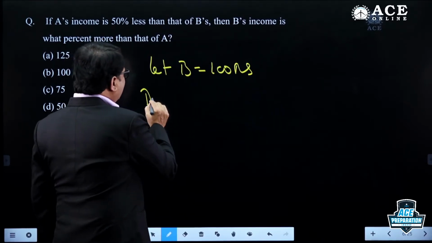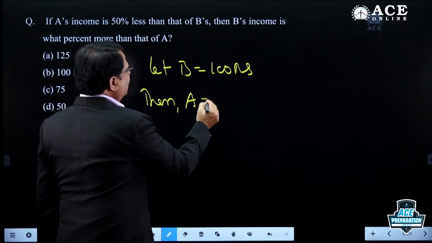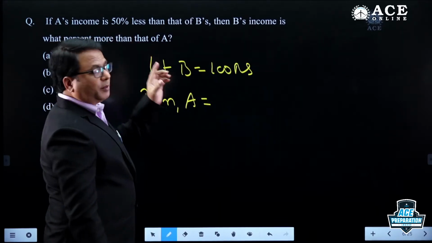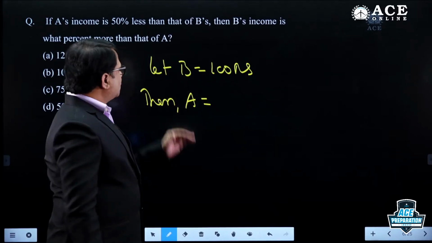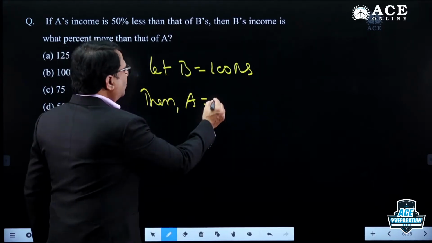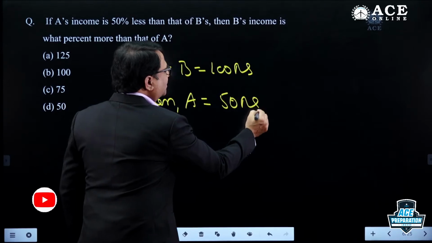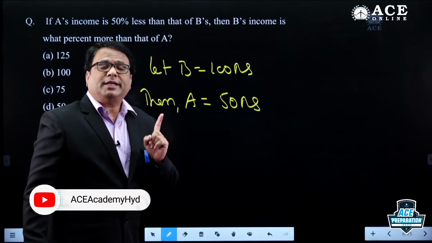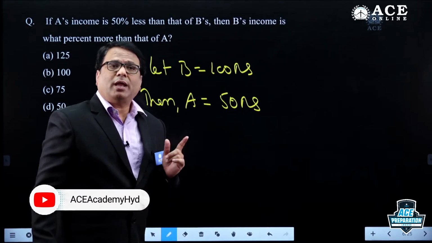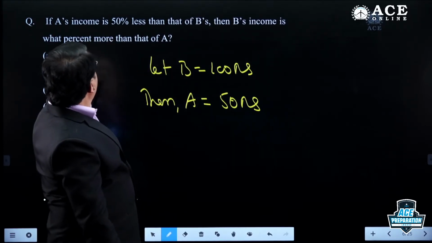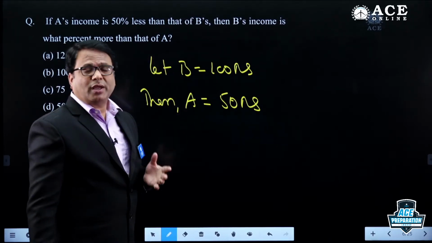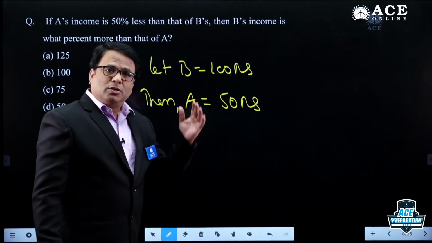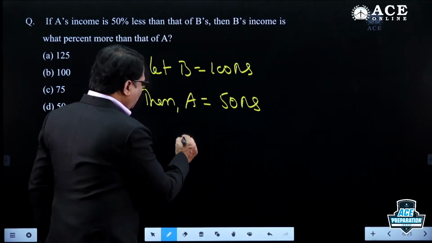Then what would be A's income? A's income would be how much? It's clearly given. A's income is 50% less than that of B. So if B is 100, then automatically A would become 50 rupees. And the question is, B is what percentage more when compared to A? That is the question. See here. Then B's income is what percent more than that of A? And we already discussed how to calculate more percent. So let us do that calculation here. More percent.